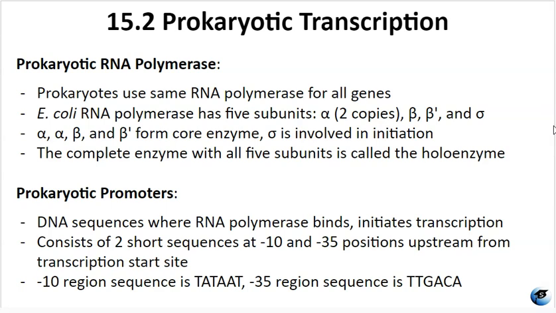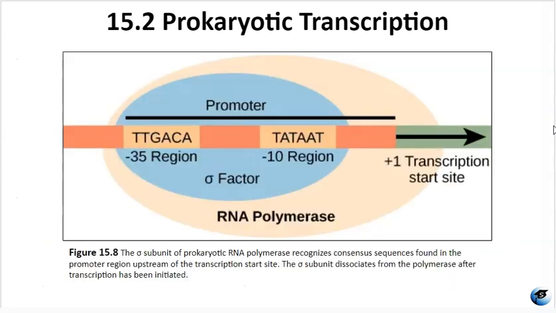The -10 region has the TATAAT sequence, and the -35 region has the TTGACA sequence. Interaction between sigma and these sequences allows the core enzyme subunits to bind, initiating the unwinding of the DNA template and production of abortive transcripts. Figure 15.8 shows how the sigma subunit of prokaryotic RNA polymerase recognizes the sequences found in the promoter region upstream of the transcription start site. That's the -35, -10, and then this is the +1 start site.